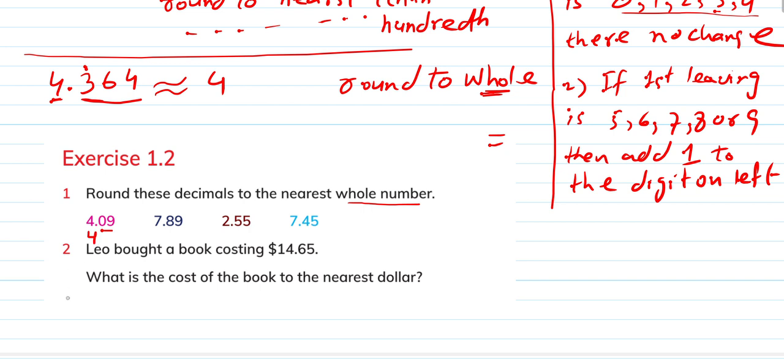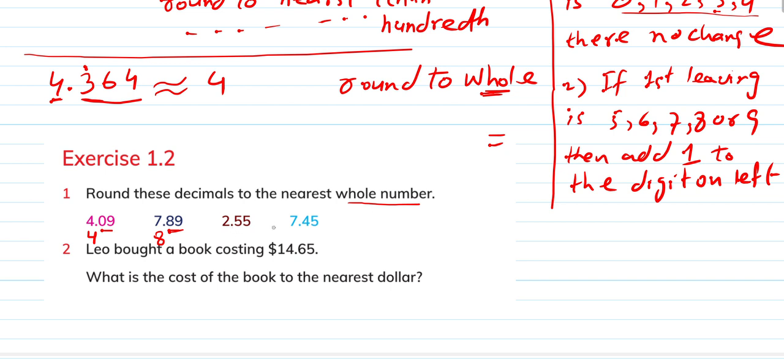Okay, for this one, you have to round to the whole number. First leaving is what? If it is 5, 6, 7, 8 or 9, you will add 1 on the left, mean add 1 here. It means it will be 8. Very good.